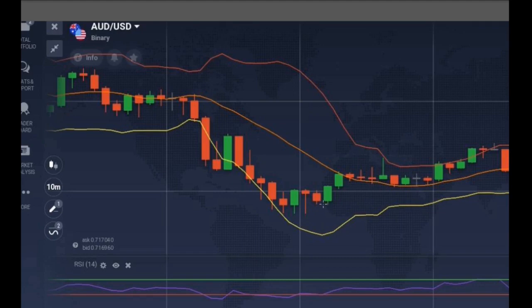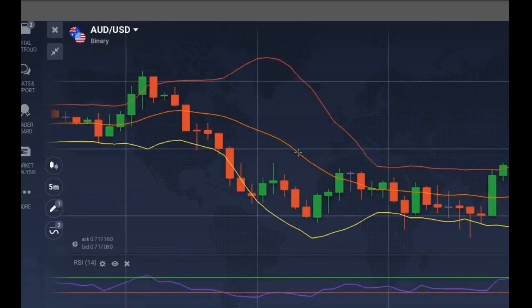You can see this level. All you need in binary options is just one small pip. Okay, so a pip is equivalent to a winning trade. So you won this trade also. Okay, so let's move on.